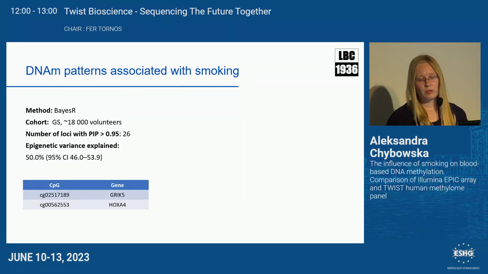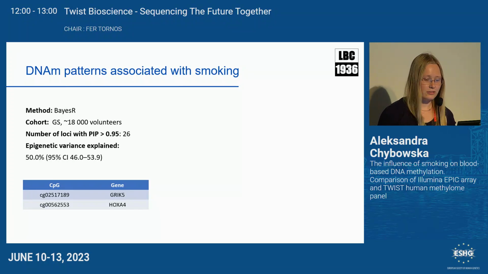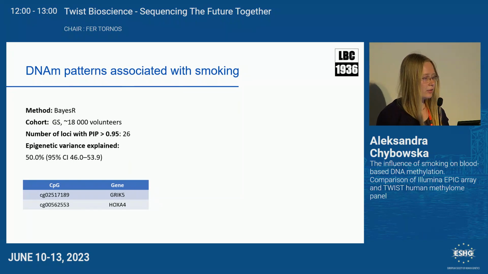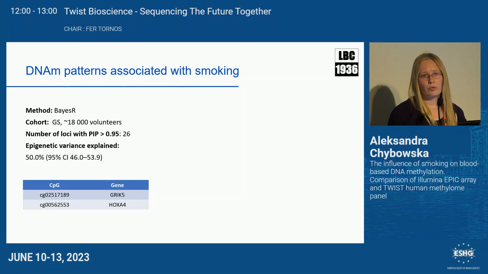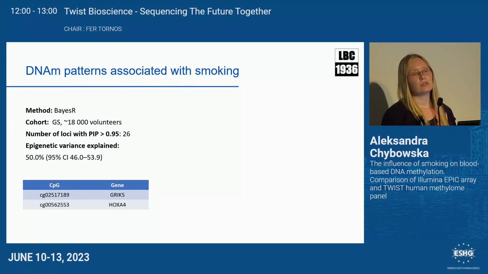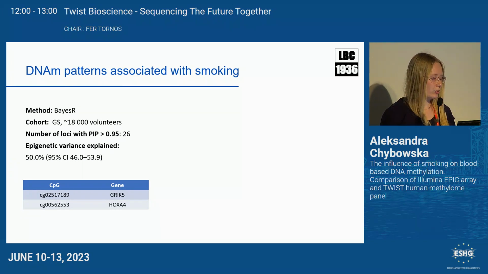So first I will give you a broad overview of non-Twist analysis, and then I will focus on things that I did using Twist human methylation panel. As I told you before, the first experiment that I ran was an epigenome-wide association study of smoking. Using a Bayesian approach, we identified 26 loci that were significantly associated with smoking. Two of them haven't been reported before.